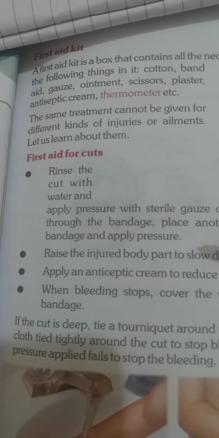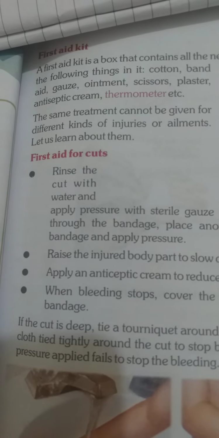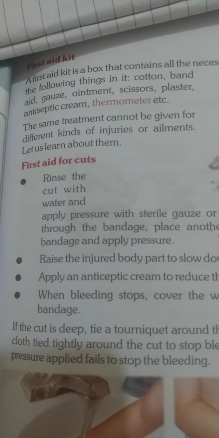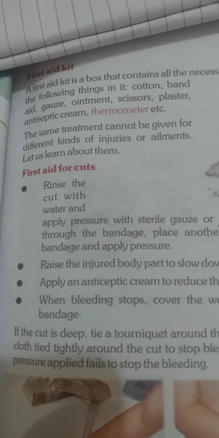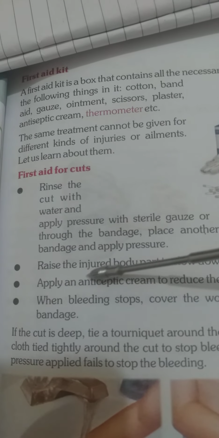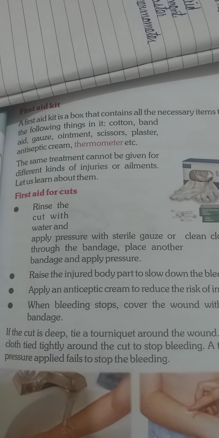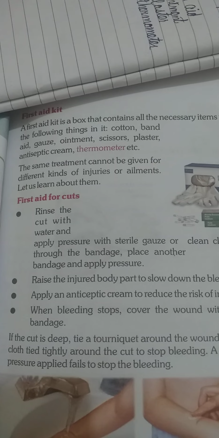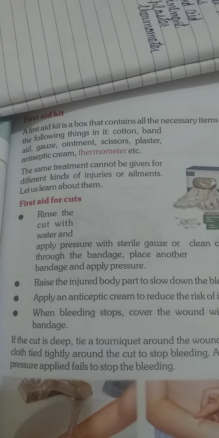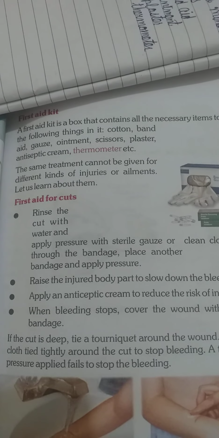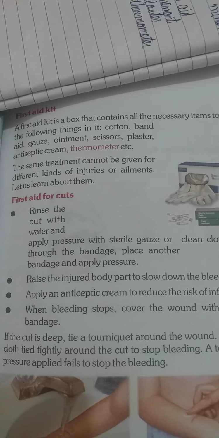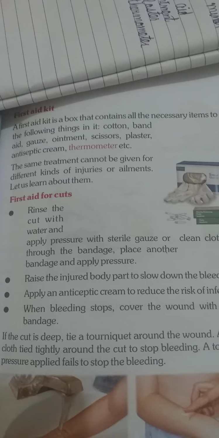And if the bandage gets soaked with blood, then apply a new bandage, and you have to apply pressure till the bleeding stops. And then you have to raise the injured body part to slow down the bleeding. The body part where you are having a cut should be raised, because when you raise the body part, the process of bleeding will slow down.